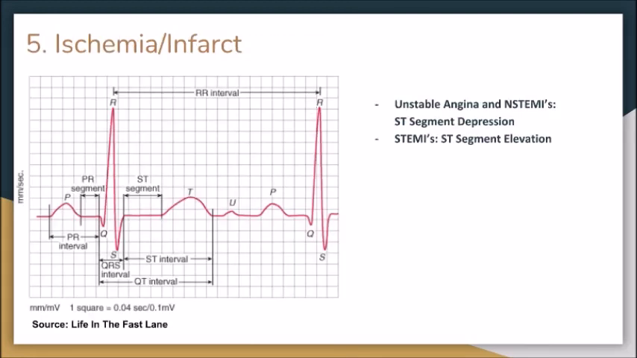Now let's talk about ischemia and infarct. So I just want to point out the ST segment right here, as indicated on the image. The variations in this segment can suggest different types of ischemia and infarct. If you have a patient with unstable angina or an NSTEMI, you may see ST segment depression, whereas if they have a STEMI, you'll see ST segment elevation. And I'll show you what that looks like in the next slide.